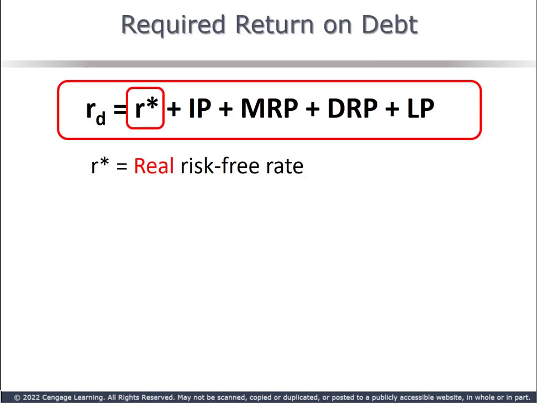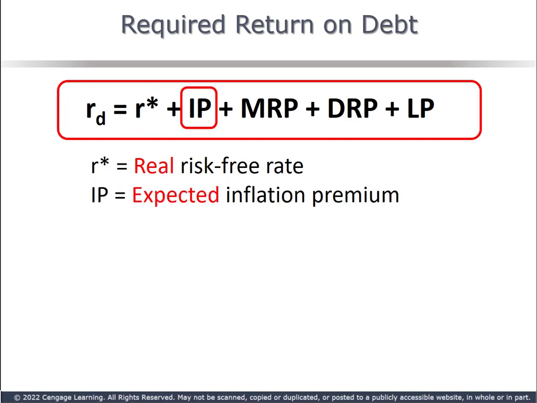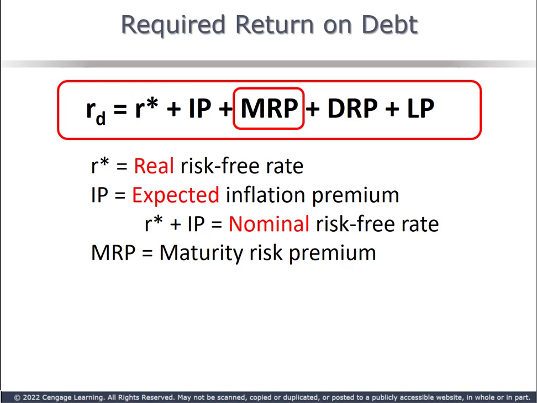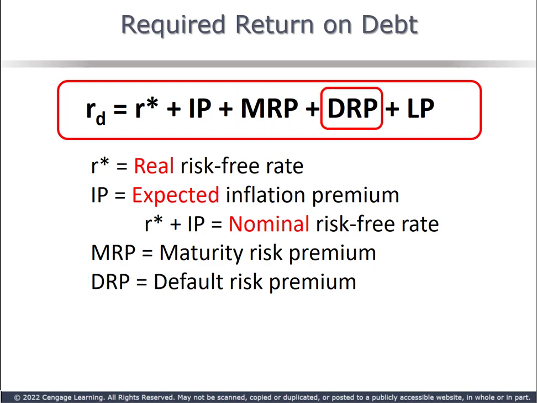The real risk-free rate, to compensate the buyer for the time value of their money. An inflation premium based on expected inflation. The real risk-free rate plus the inflation premium is the nominal risk-free rate. A maturity risk premium. Longer-term bonds have to pay a bit more since they tie up your money longer. A default risk premium based on the potential for default.